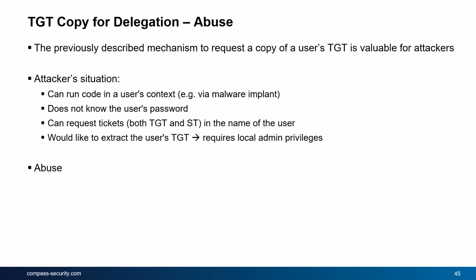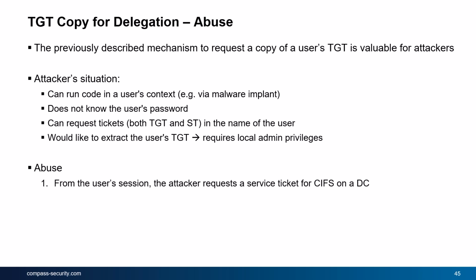trying to work around that, we can essentially abuse the mechanism that we just learned about on the previous slides. So from the user session, we request a service ticket for any given service in our domain that is configured for unconstrained delegation. And here we can take advantage of the fact that the domain controller is always enabled for unconstrained delegation by default. That means if we simply request a service ticket for any service on the domain controller, for example CIFS, LDAP will work as well, we trigger the TGT copy mechanism automatically.